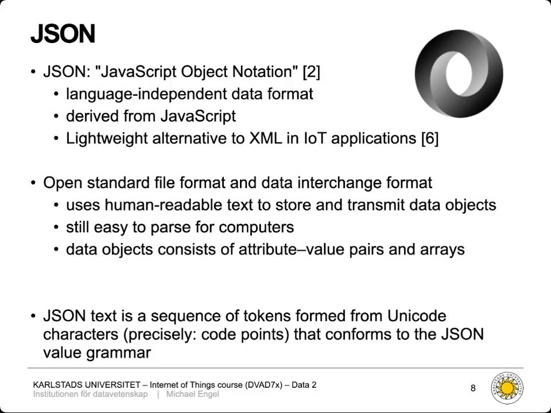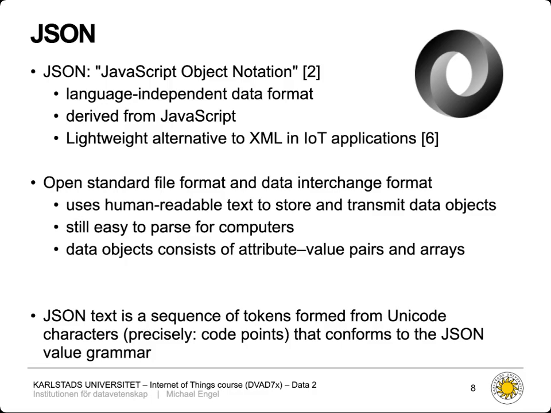So JSON stands for JavaScript Object Notation. Like XML, it's a language-independent data format, even though JavaScript is part of the name because that's where it originated. And it's a bit more lightweight compared to XML in IoT applications. There are certainly some IoT applications using XML, but JSON, I think, is the standard that proliferated more and might be the more interesting one. That's why we discuss it here.